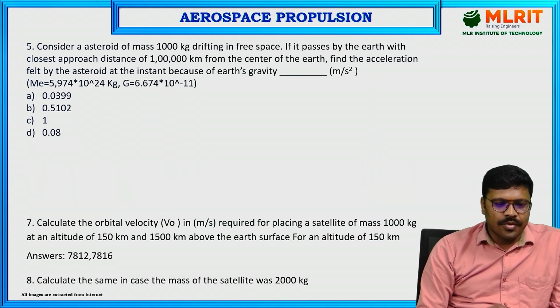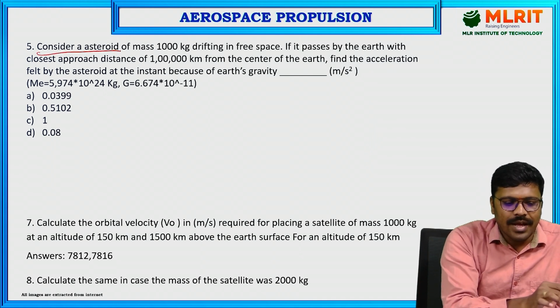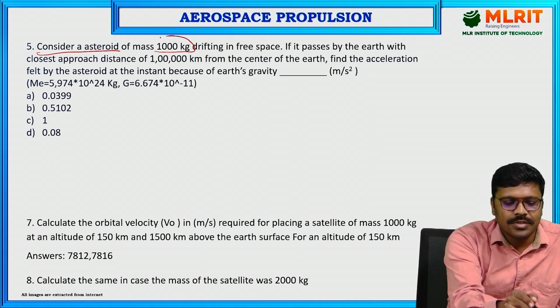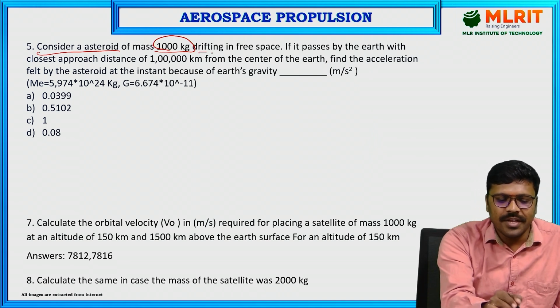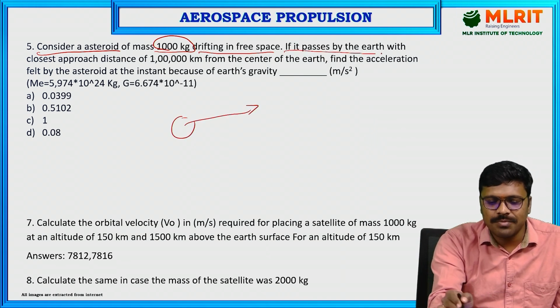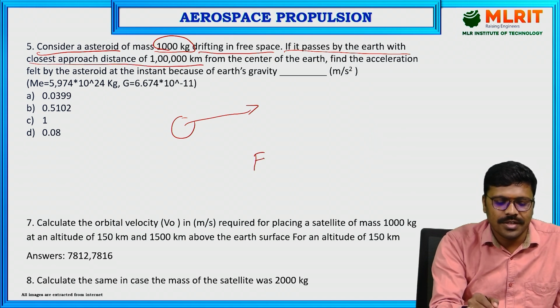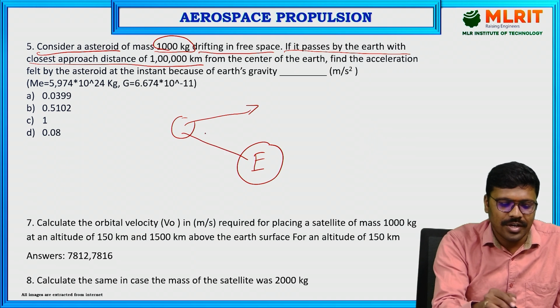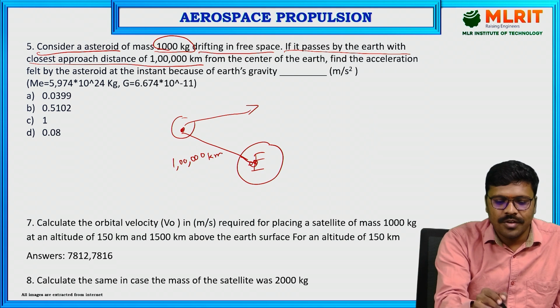If you go to the fifth problem, consider an asteroid of mass 1000 kg drifting in space. So it is just an asteroid moving randomly in space. It passes by the Earth with a closest approach distance of 1 lakh kilometers. I am considering the Earth somewhere else, and the distance given is 1 lakh kilometers, the distance between the centers. The centers of these two bodies are 1 lakh kilometers apart.